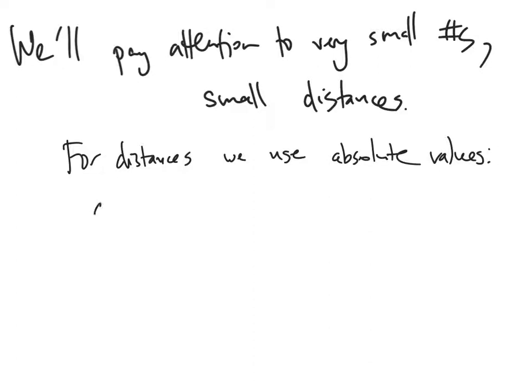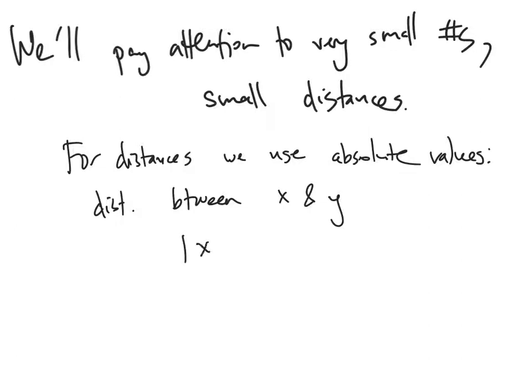For example, the distance between two numbers, x and y. Can anybody tell me, how do you write the distance from x to y in terms of the absolute value of something or other? Can you write that in terms of the absolute value? Yeah, the absolute value of y minus x, which is the same as the absolute value of x minus y.